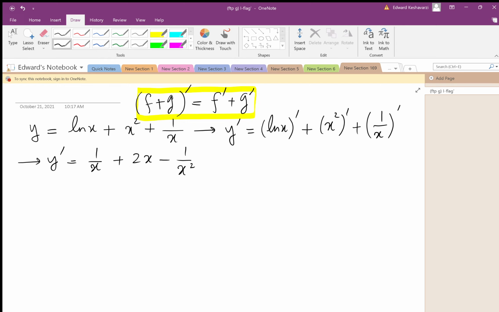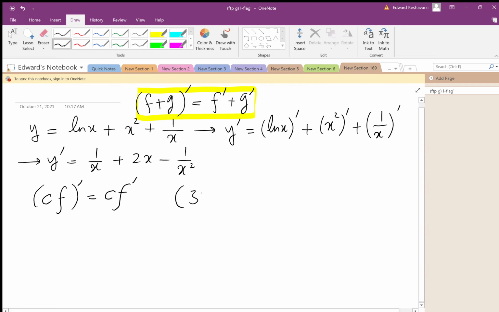So the second law describes that if you want to differentiate cf, which means a number times a function, c goes out easily, and all you need to do is take the derivative of f. For example, if you are going to differentiate 3e to the power of x, we have nothing to do with 3. 3 just stays, and the derivative of e to the x is e to the x.